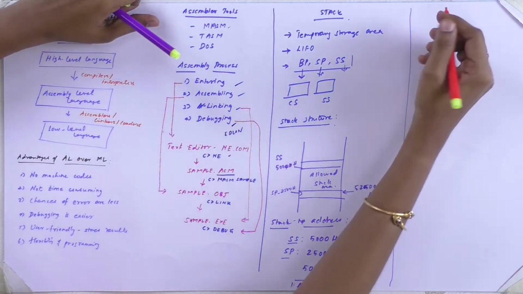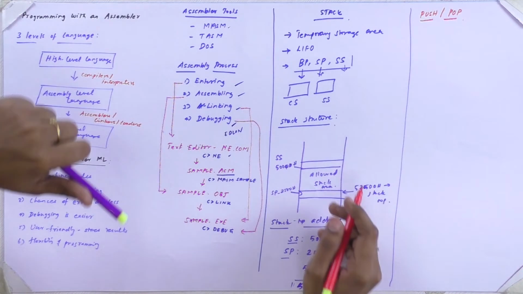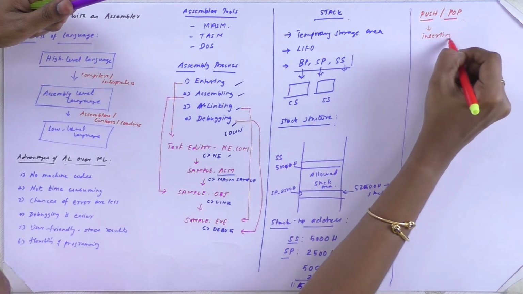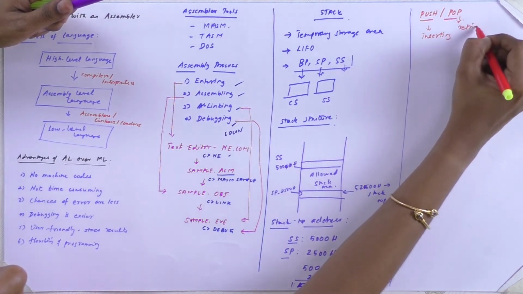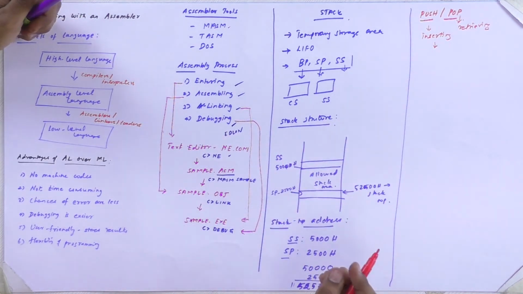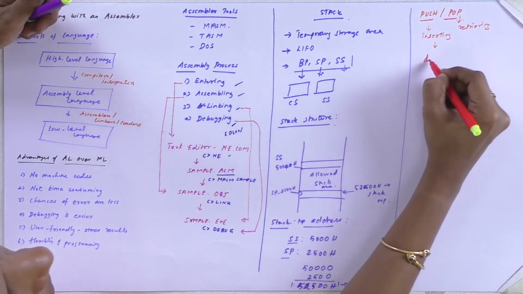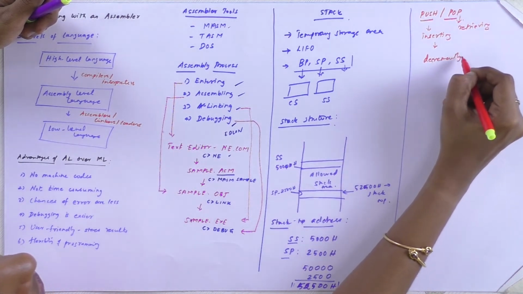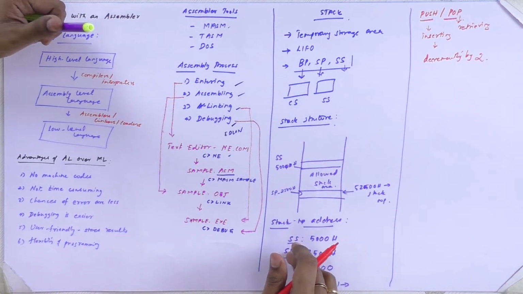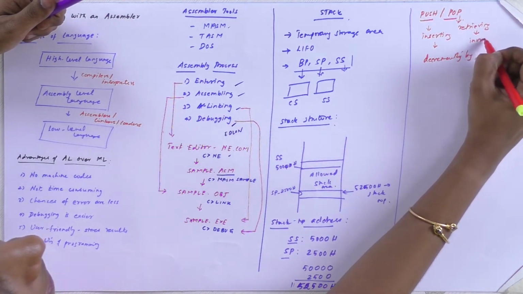Next are the operations of stack, that is push operation and pop operation. We know that push operation means inserting a value into the stack area, and pop means retrieving data from the stack area. Whenever you push data into a stack memory location, the stack pointer is decremented by 2, whereas whenever you retrieve a value from the stack area, the stack pointer is incremented by 2.